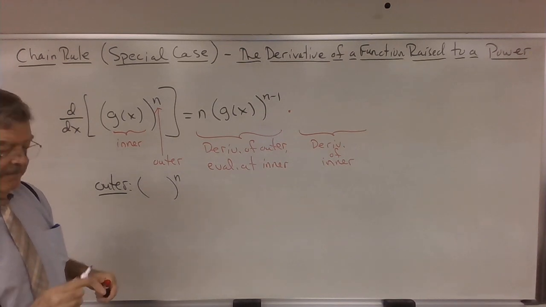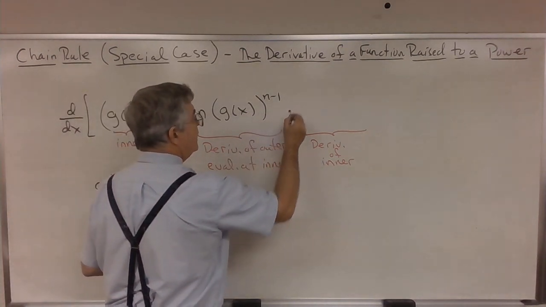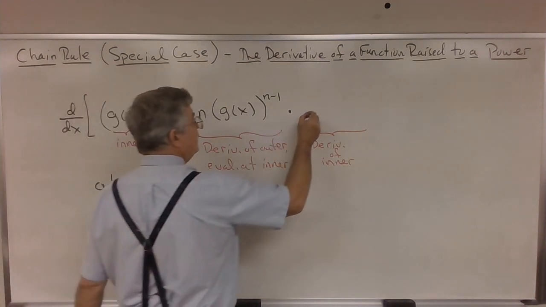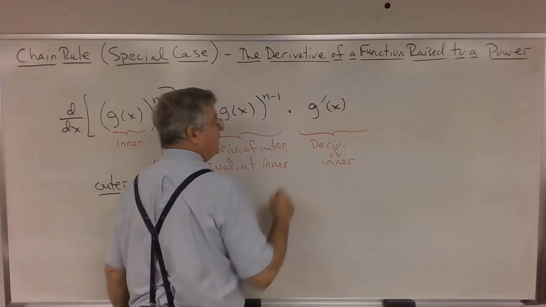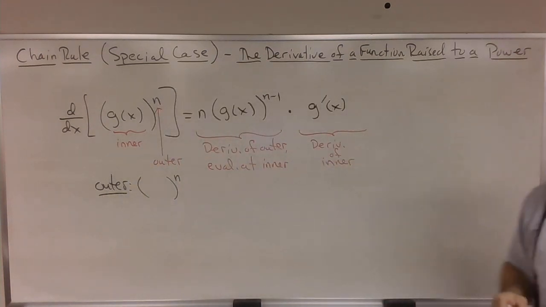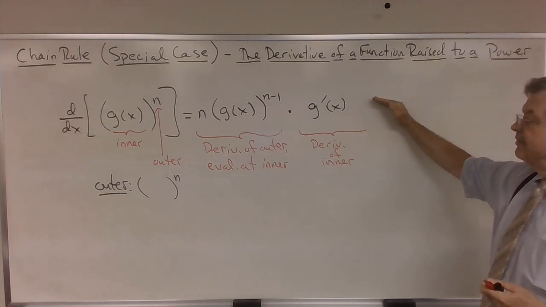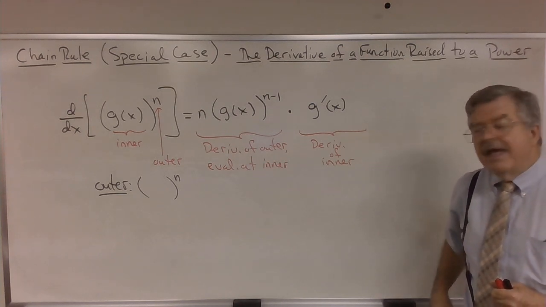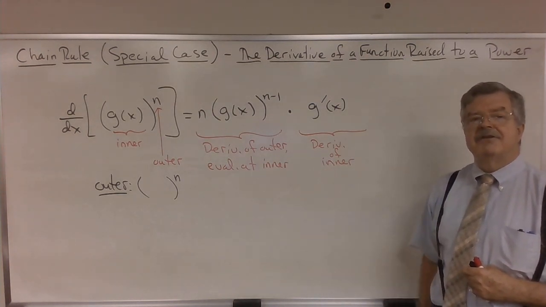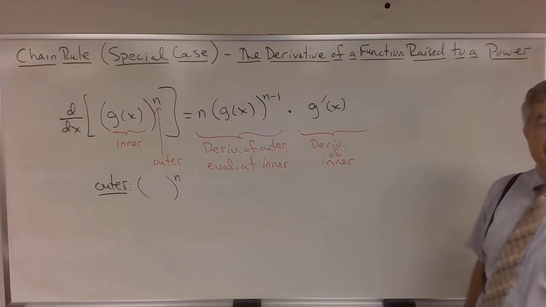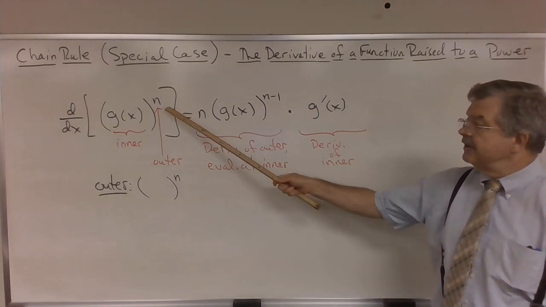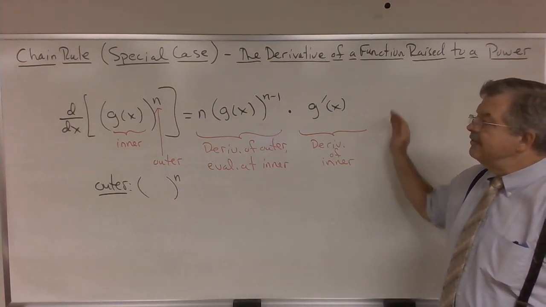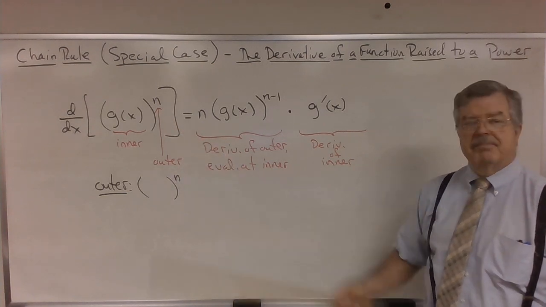But we're not done yet. Now we have to multiply by the derivative of the inner. The inner is g of x, so the derivative of the inner is g prime of x. This is the derivative of a function raised to a power. And we've diagrammed this in the context of the outer function being the raising of something to the nth power. And we should always think of the derivative of a function raised to a power this way.